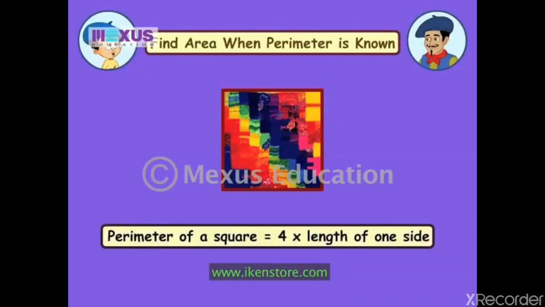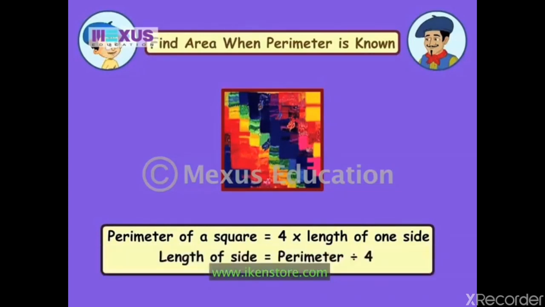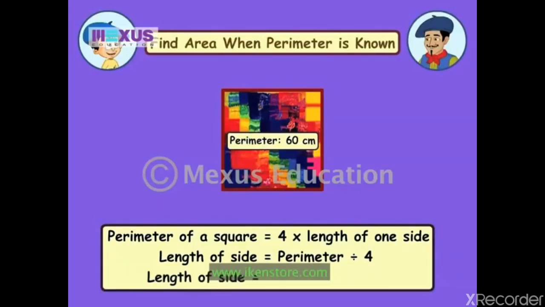The perimeter of a square is equal to 4 times the length of its side. Hey, that means we can divide the perimeter of a square by 4 to find out the length of its side. Correct. Let's calculate the area of this square. It has a perimeter of 60 centimeters. Yes, so to find out the length of its side, we will divide its perimeter, that is 60 centimeters, by 4, which is equal to 15 centimeters.